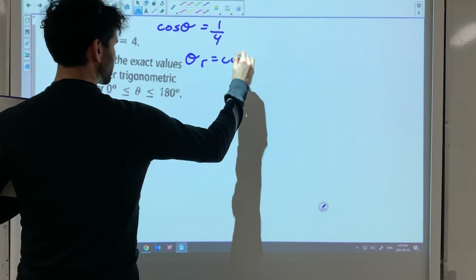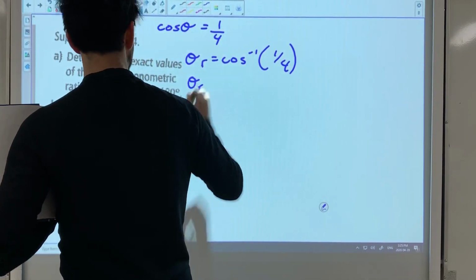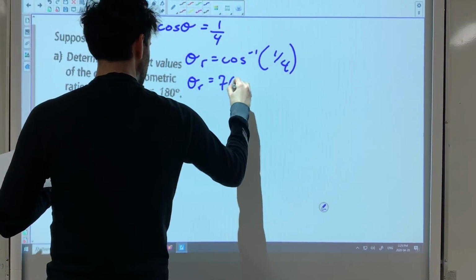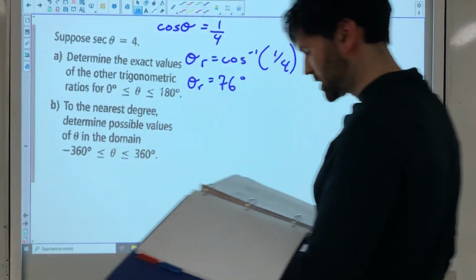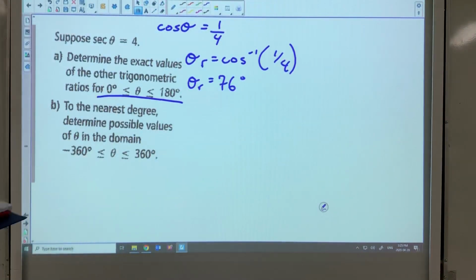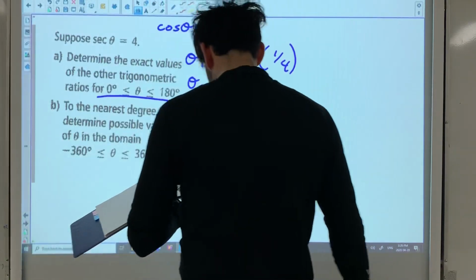Then go find your reference angle. So type in inverse cos of 1/4, and you're going to get a reference angle of 76 degrees. And that's either rounding up or down. Then be careful, because they're asking from 0 to 180. So that's going to restrict your answers. So what do I got here? Let's see. You're going to get an r value.